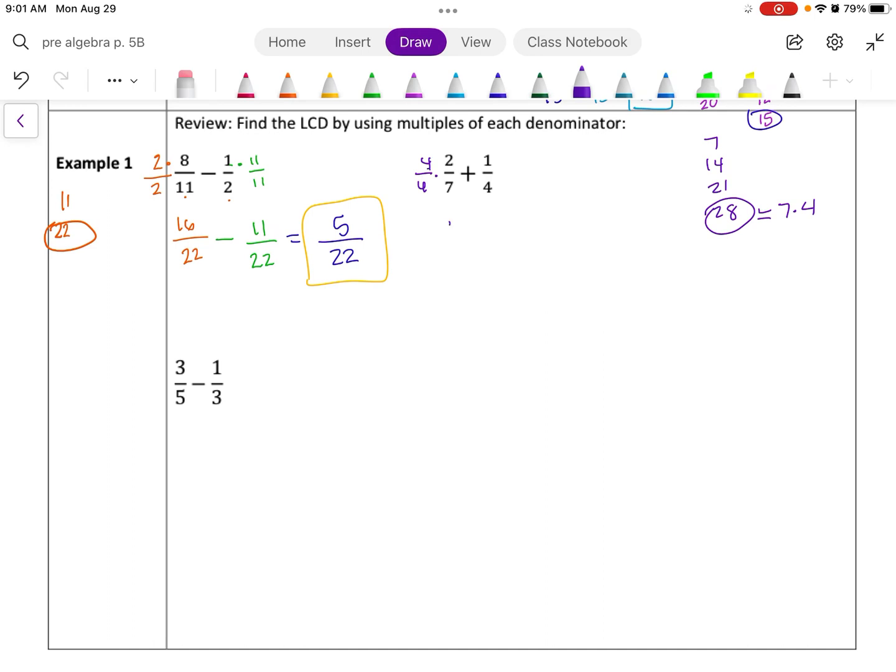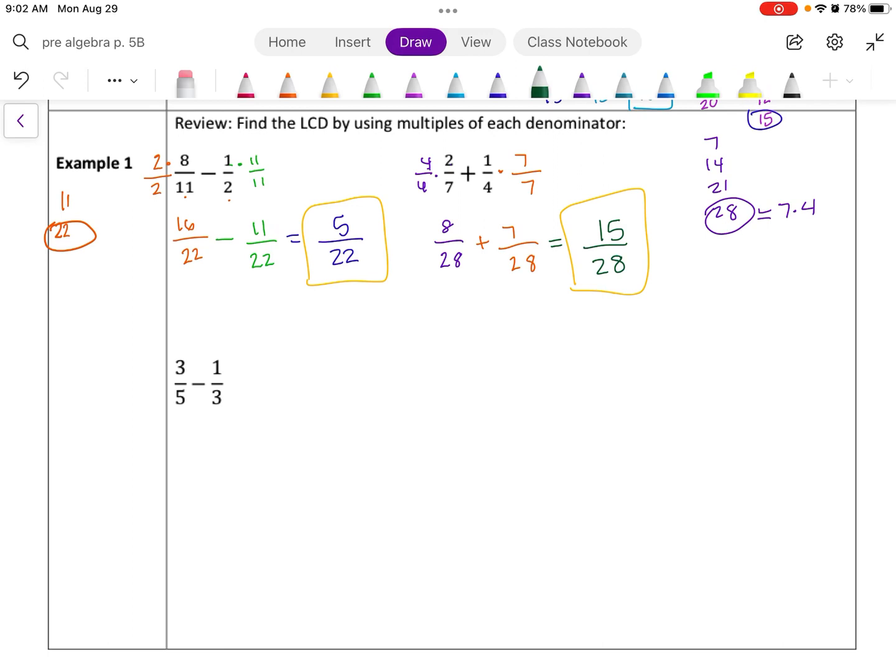So 4 times 2 is 8. 4 times 7 is 28. And then we'll do the same thing with 1/4. Multiply it by 7/7. 1 times 7 is 7. 4 times 7 is 28. So now that we have our common denominator, all we need to think about is what's 8 plus 7. Well, 8 plus 7 is 15. So 15 over 28 is our answer.